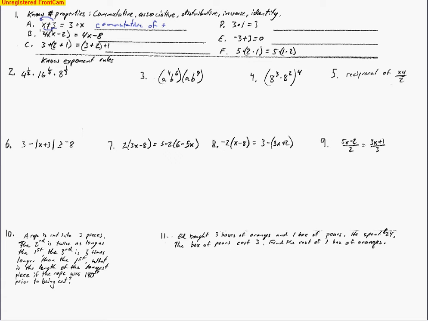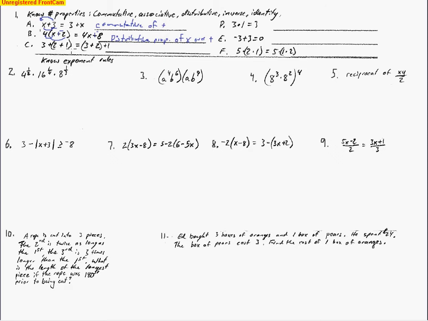Here we are distributing 4 by x and 4 by negative 2 to get the 4x minus 8. So this is the distributive property. Now they could call it by its official name, distributive property of multiplication over addition. And even though there's subtraction in the problem, we could write this as an addition problem. You can write all subtraction as addition.